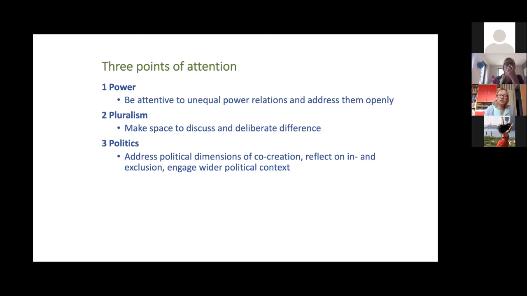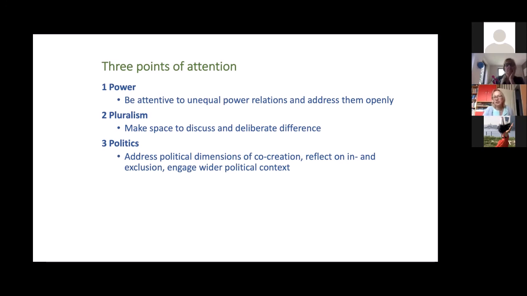Pluralism, so not just diversity and inclusion, but really make space to discuss and deliberate difference. Don't integrate it away. Don't allow consensus to overshadow the importance of difference. And then finally, which is actually the same point again, because these are about politics. So address the political dimensions of co-creation. Reflect on the inevitable inclusions and exclusions that take place, and try as much as possible to engage the wider political context in which your co-creation or co-production process is situated.